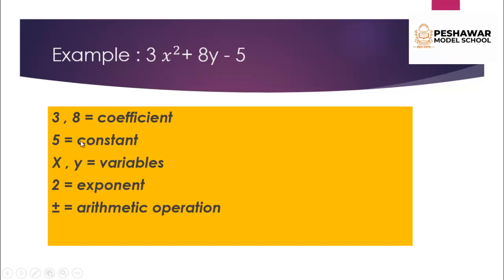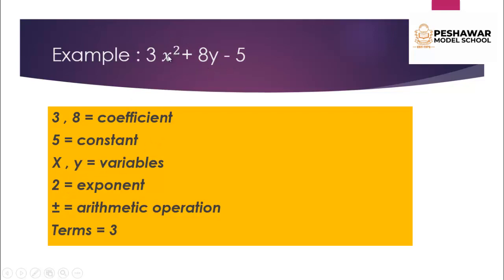Constant: the number that is written without a variable, a lone number or a fixed numerical value, is called a constant. So here in this example 5 is the constant. What are variables? All the English alphabets are called variables. So here in this example x and y are English alphabets, so x and y are variables.